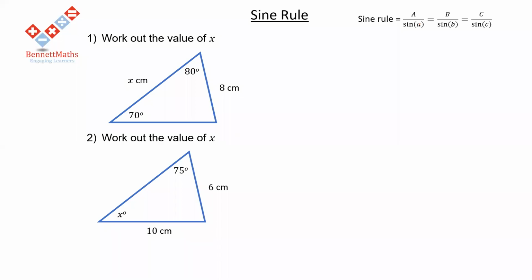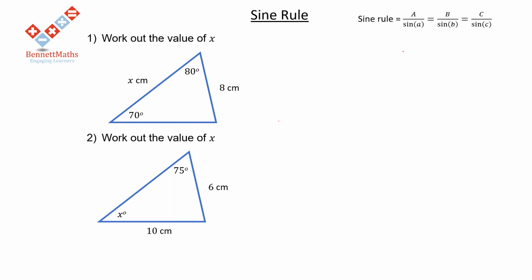Below are two questions regarding the sine rule that could appear on the GCSE higher tier paper. So the first question we have is to find a missing side. So when we're using sine rule, the sides go on the top and the angles go along the bottom.